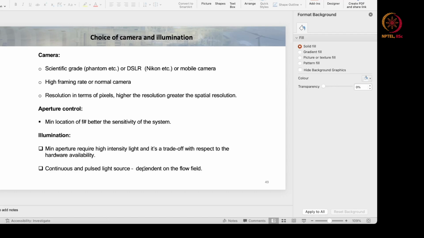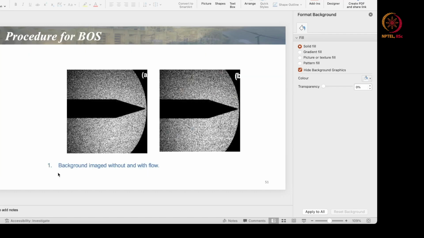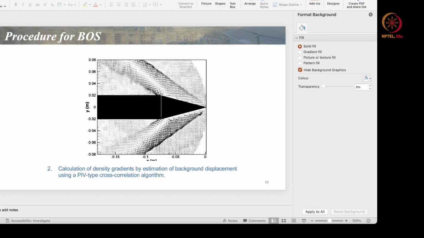You could have continuous and pulsed light sources depending on the flow field that you are concerned with. So there are varieties of things. For example, this is an experimental setup. This is the background. These are the Schlieren windows. This is the camera. This is the light source. So this is the background image with and without flow. This is also taken from Venkat Krishnan's work.